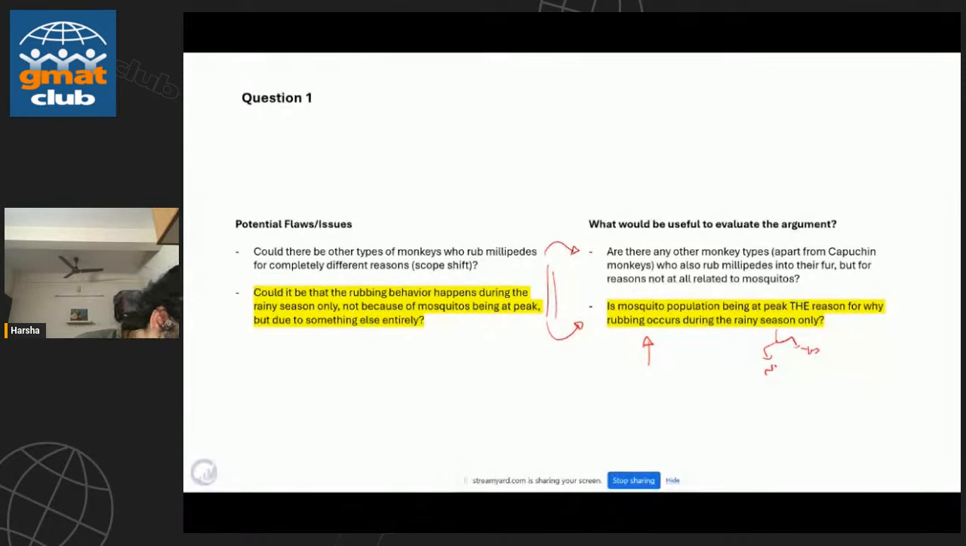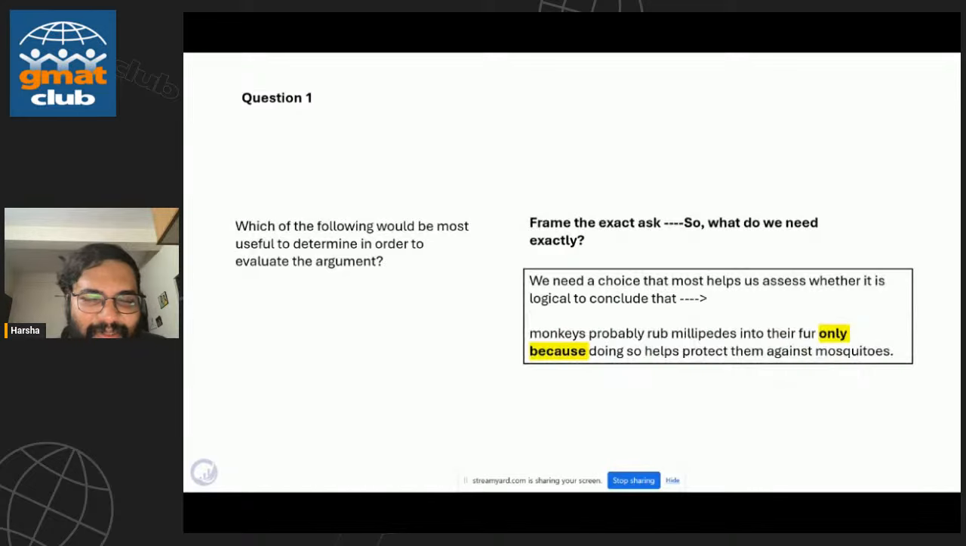There might be a reason why it is rare during other weathers. Yeah, and exactly, it might be rare. There could be some other reason why it's rare during other weathers. That is absolutely spot on. Those are the kind of things you should be thinking about once you've read the argument.